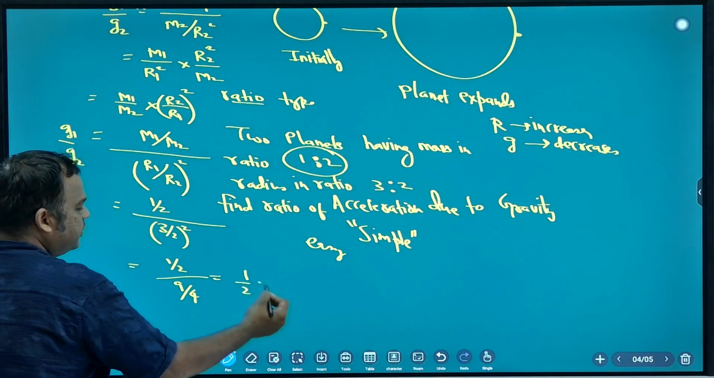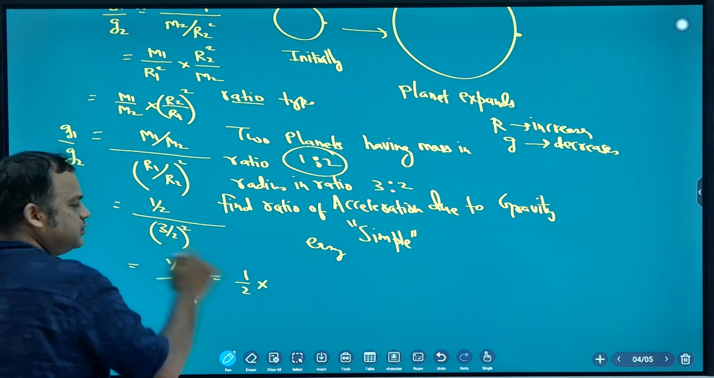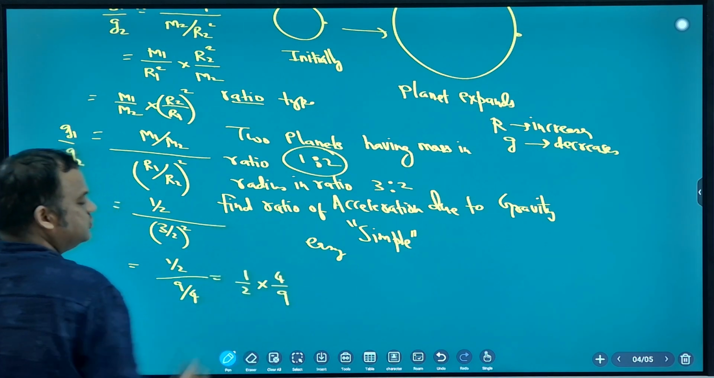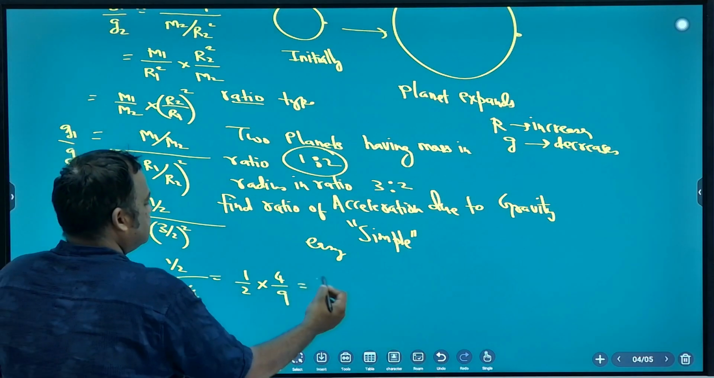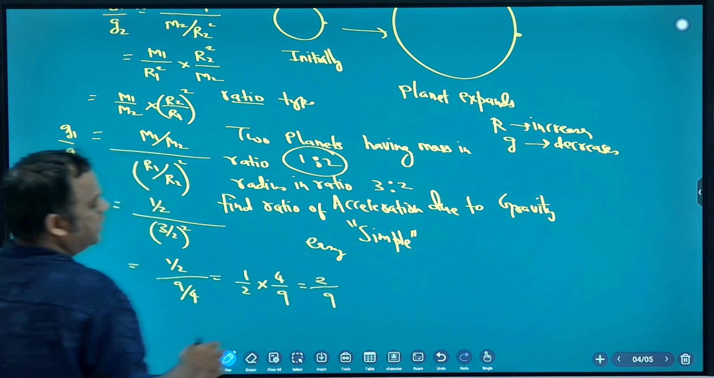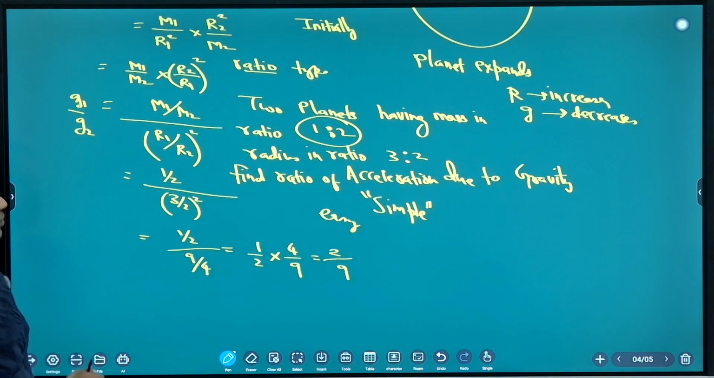1 by 2 into this, 4 will go in the numerator. Are you getting it or not? 4 by 9. So the answer is 2 by 9. Okay, clear? Note down. The answer is 2 by 9.